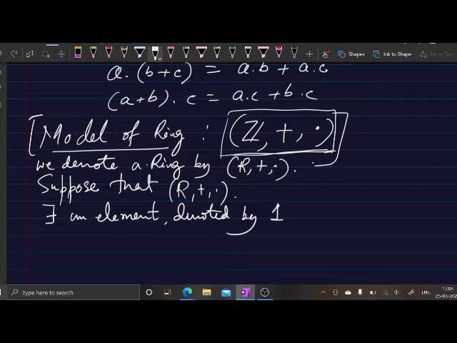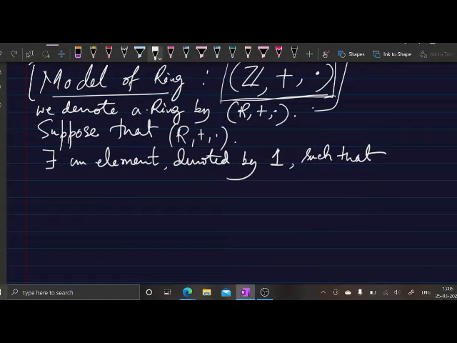which has a resemblance with the 1 of Z, but these are not equal. We denote the element 1 for the property that there exists an element denoted by 1 such that for all a belongs to R, a dot 1, 1 dot a must be a. That means this 1 is the multiplicative identity.